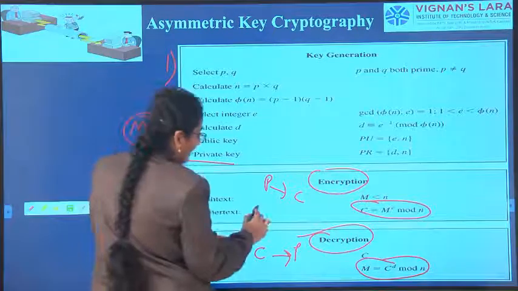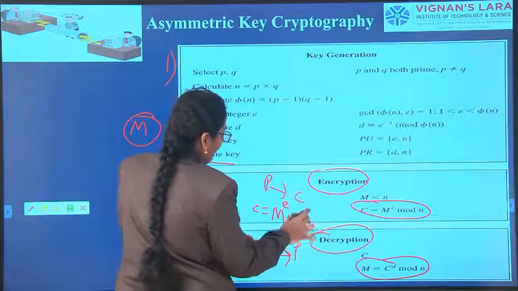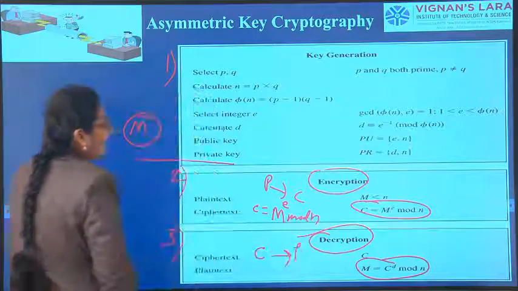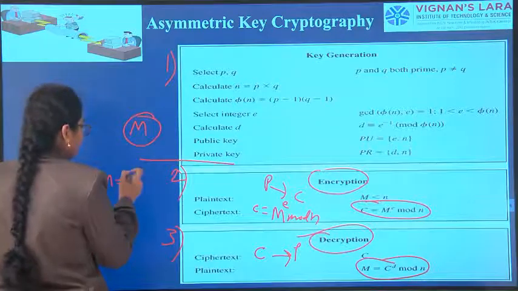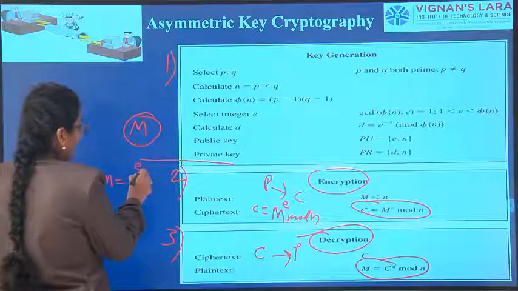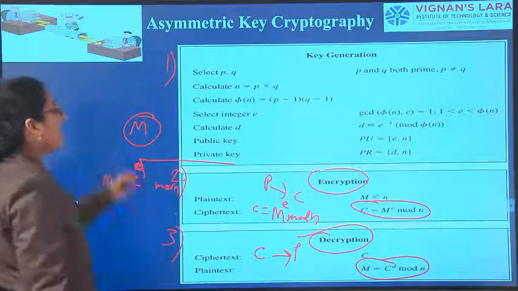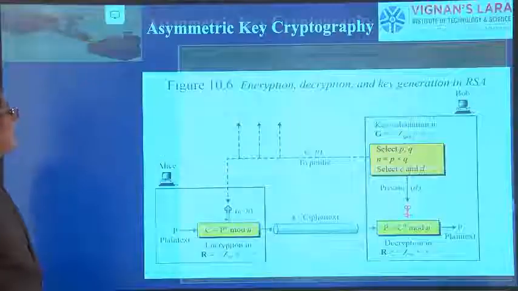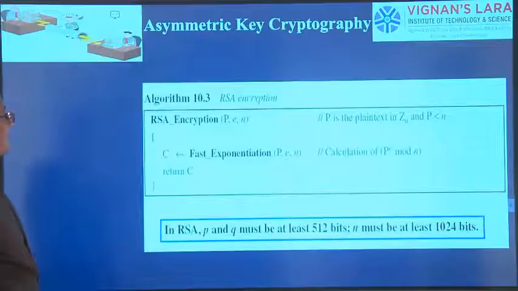So to obtain ciphertext we are taking M power E mod N. So to obtain plain text we are getting ciphertext power D mod N. So if you see example you will understand. See what is happening in encryption side.